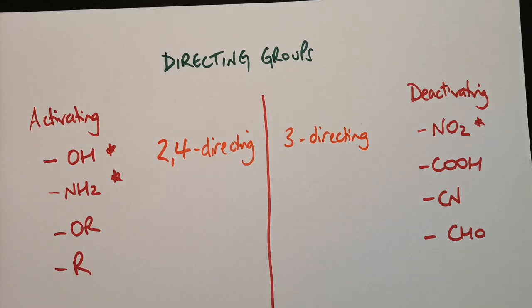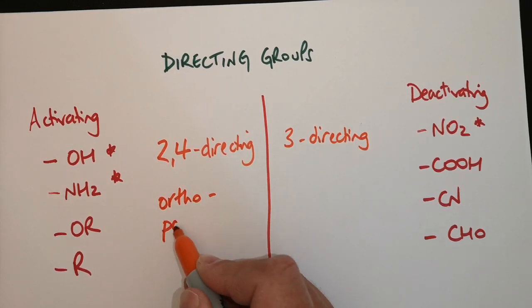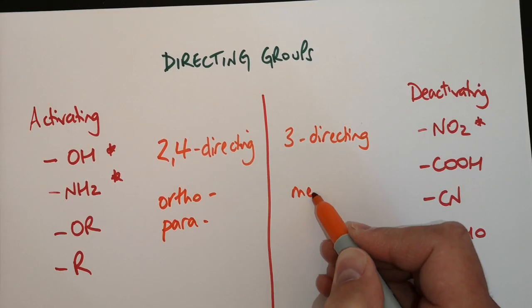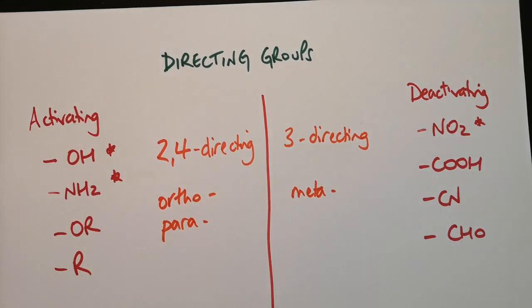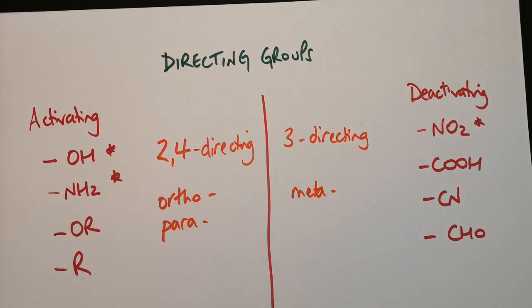Now depending on where you're looking, if you're looking at some more advanced textbooks, or beyond the spec, or maybe on other exam boards, you might see words like ortho, para and meta. They are quite commonly used names for each position, ortho being 2, para being 4 and meta being 3. But in the OCR A-level you'll see 2,4 directing and 3 directing.